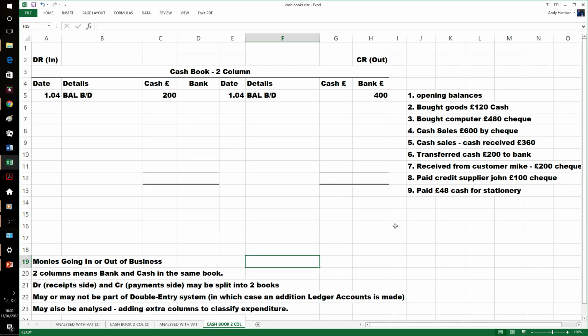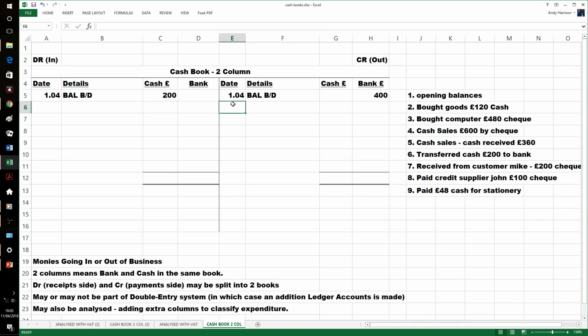So let's have a look at the transactions then, and then we'll work out what it means in terms of double entries and VAT later. So we started off, we have opening balances. We have £200 in our cash. That can only be on the debit side, it's got to be positive, but bank accounts of course can be overdrawn. This one's £400 overdrawn to start off with.